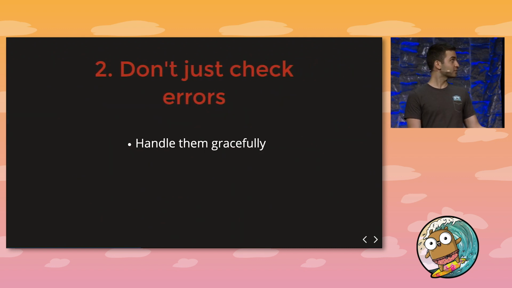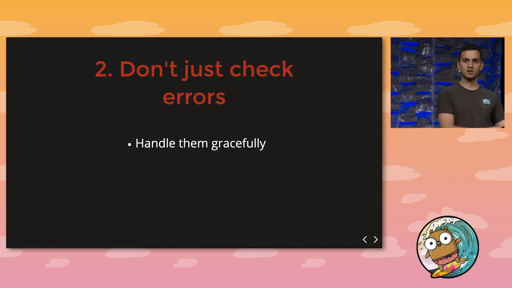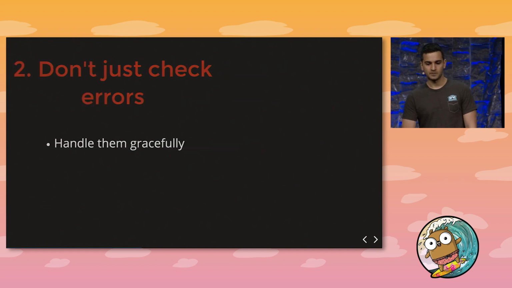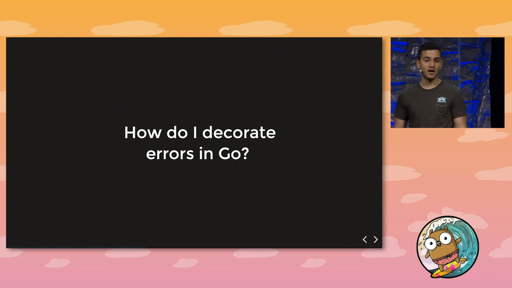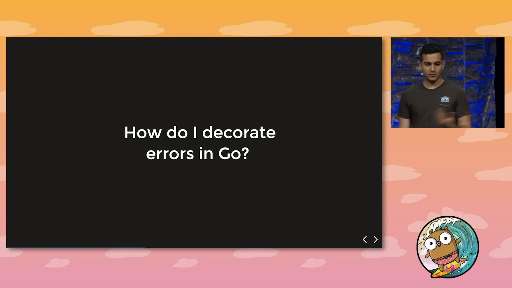So the second proverb is: don't just check errors, handle them gracefully, meaning add a little bit more information to the error itself. Make sure you know the context and you don't lose the question you asked. So this comes to decorating errors in Go, which is a very common convention. How do we decorate errors in Go? How do we add more context to the error itself?